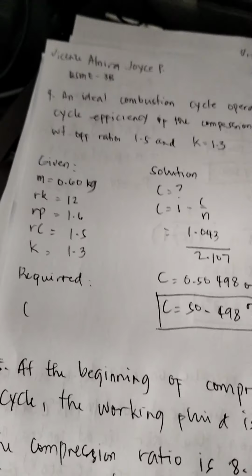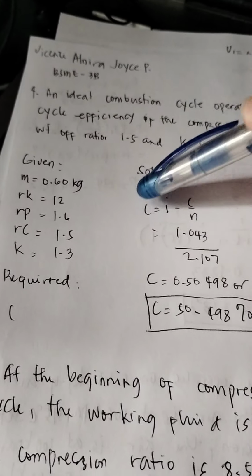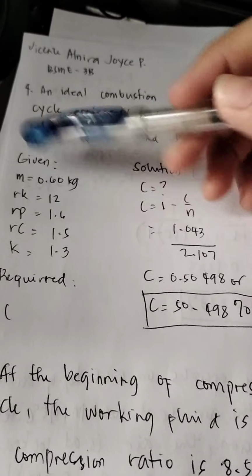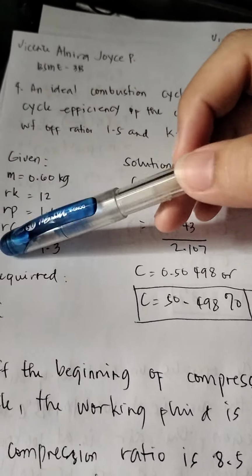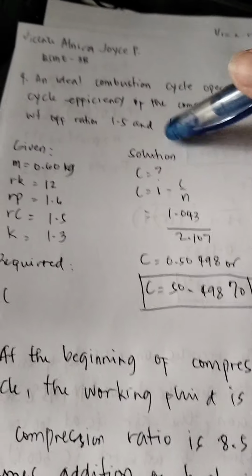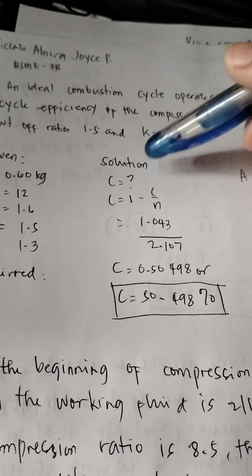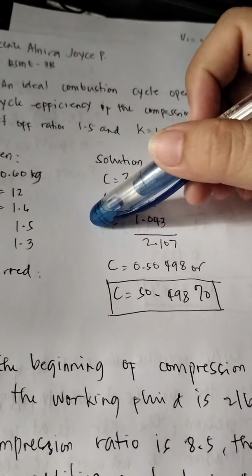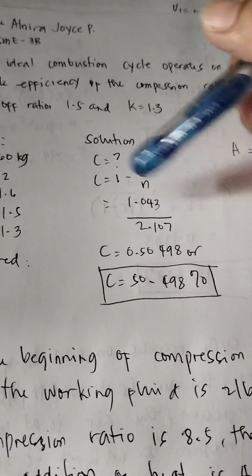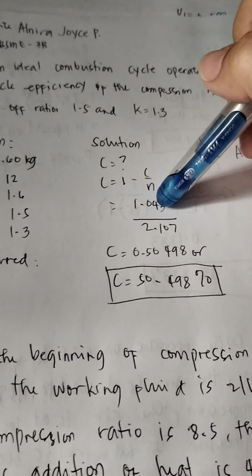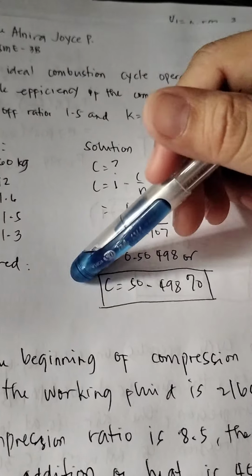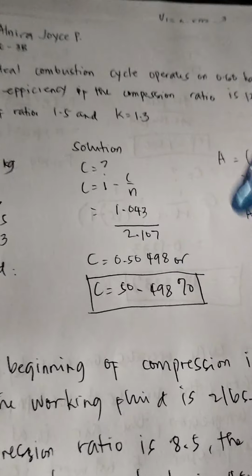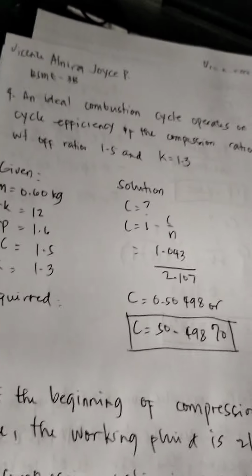So, as given, we have m is equal to 0.60 kilograms, rk is equal to 12, rp is equal to 1.6, rc is equal to 1.5, and k is equal to 1.3. The solution is e is equal to 1 minus C over N. Substituting, 1 minus 0.043 over 2.107, e is equal to 50.498%.